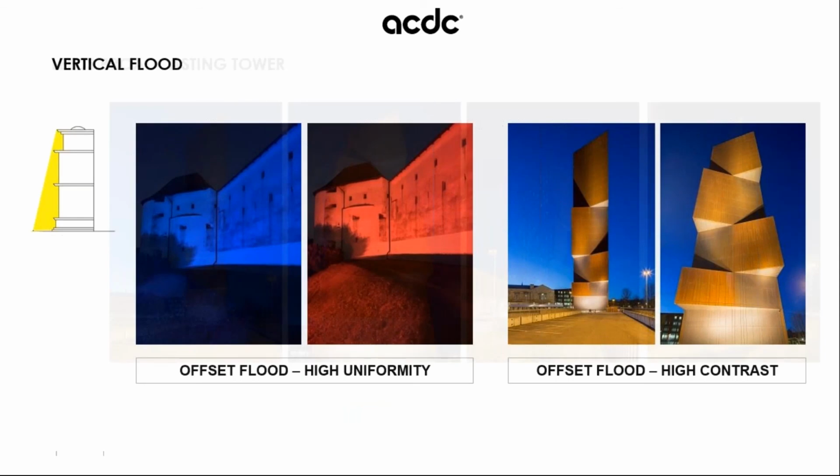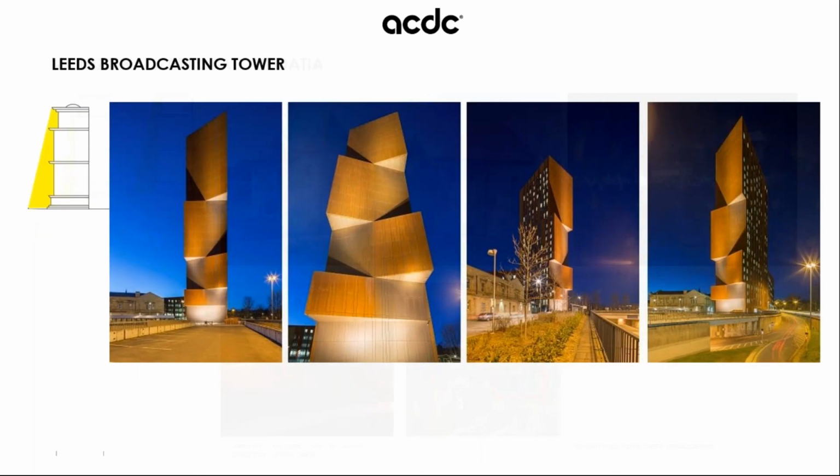So here, this is the Leeds Broadcasting Tower, a 70-meter tower. This is about ensuring that we're lighting the architecture, we're accentuating those architectural details, we're accentuating the color, but also the texture of that Corten steel. But we're also making sure we're using the right optic and we're not pouring light into the night sky.